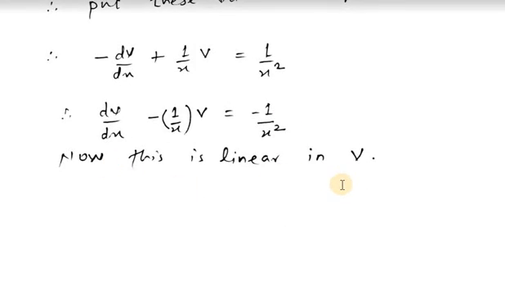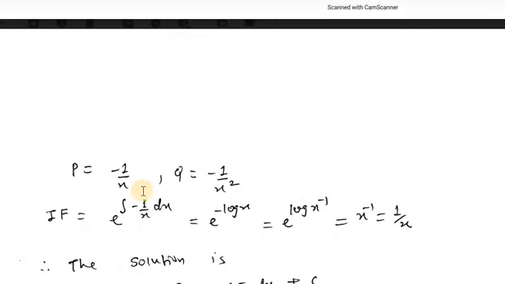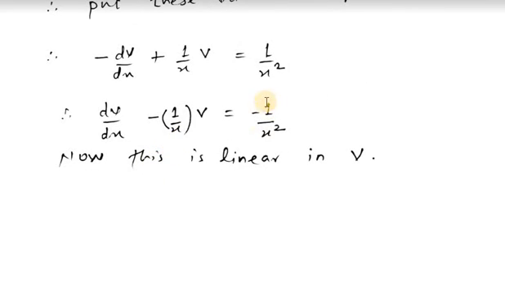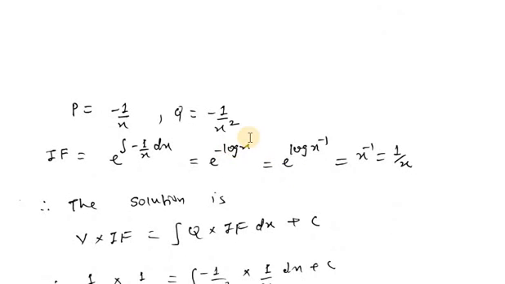Now this equation is linear in v. So by comparison, we have p of x equals minus 1 upon x, and q of x is minus 1 upon x square. Now IF is e raised to integration p of x dx. P of x is minus 1 upon x dx. Now integration of 1 upon x is log x. So e raised to minus log x, it will become e raised to log x raised to minus 1, and e raised to log x raised to minus 1 will become x raised to minus 1. We have applied the properties of logarithm, right? And x raised to minus 1 is 1 upon x.